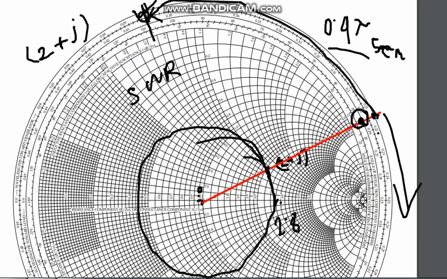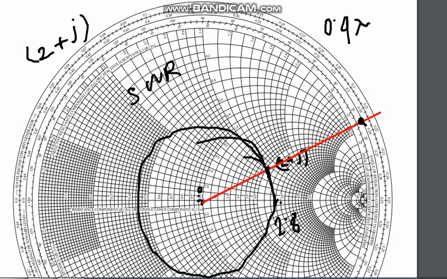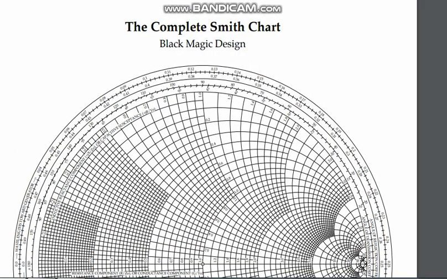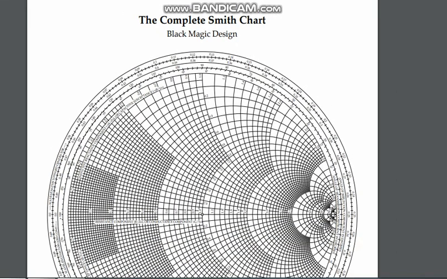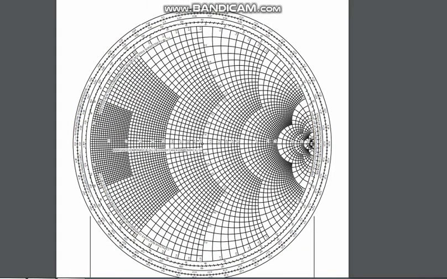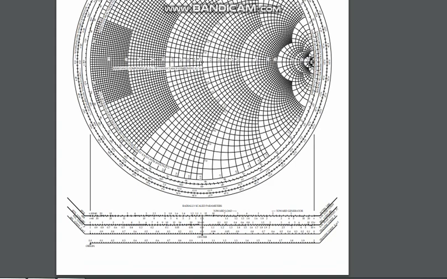So that is the end of my lecture on the basics of the complete Smith chart. I hope that will help you most. By practicing it, you can achieve proficiency in doing mathematics on the Smith chart. The scales are also given here, horizontally in the lower part of the Smith chart.